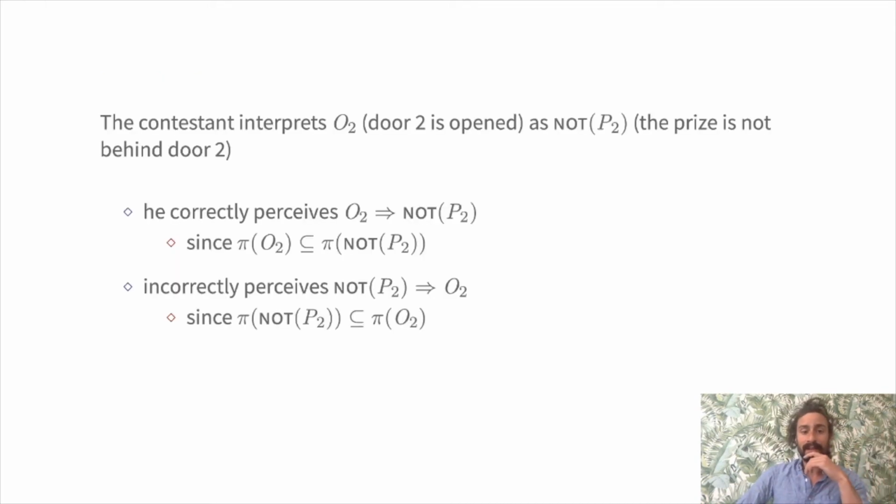Now, if we work our way back to the example, we can see that the two events in question were Monty Hall opens door 2 and the prize is not behind door 2. And the contestant mistakenly identifies these two events, treats them as though they're the same. In other words, treats them as though there's a bidirectional implication between them. So he correctly perceives that O2 implies not P2, since whenever Monty Hall opens door 2, the prize is not there. However, by identifying two distinct events, he incorrectly perceives the other direction of implication, that not P2 implies O2. And this is not true because not P2 could be true, the prize could be behind door 1, and yet O2 is not true, door 3 could be opened.